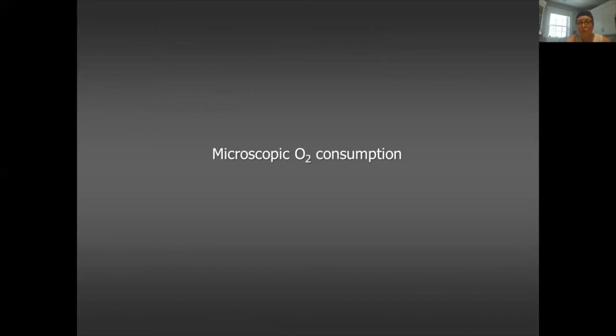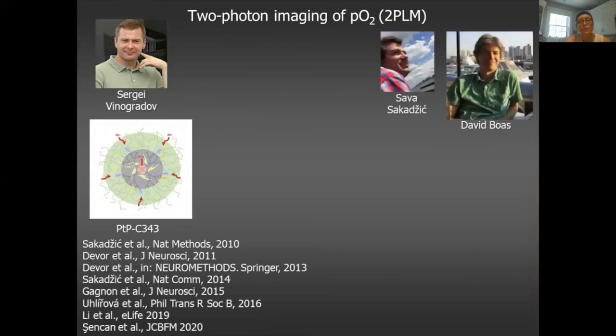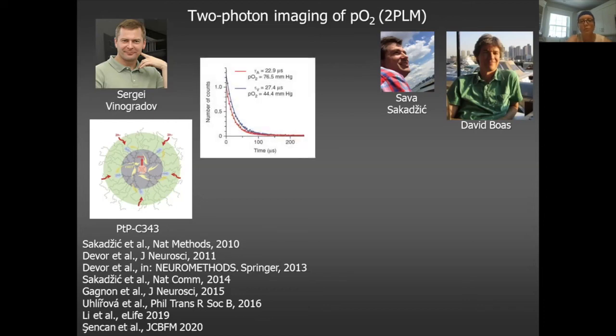So moving on to the oxygen consumption. For oxygen consumption, we're using these 2-photon visible probes that are generated by Sergei Vinogradov at UPenn. And these probes really generated a revolution in our ability to image oxygen with very high resolution. They're phosphorescence lifetime probes.